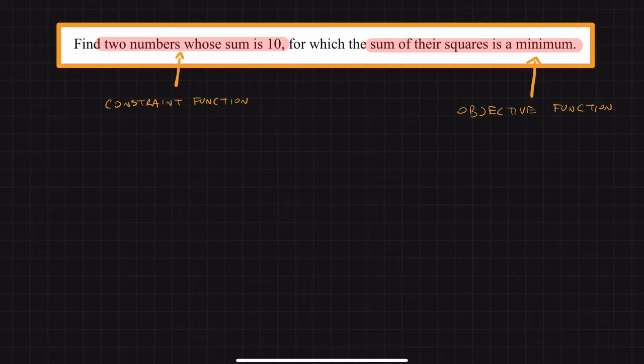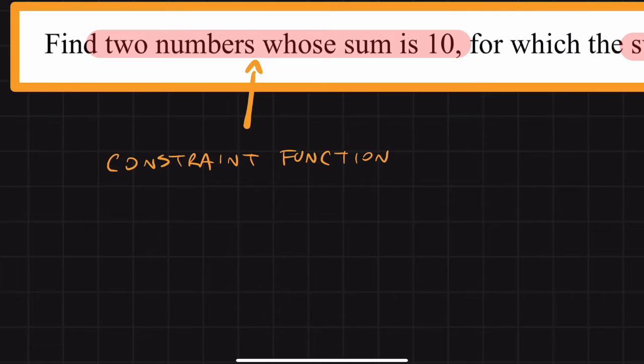So we're told to find two numbers. Those two numbers are unknown. We need to create variables for those two numbers. Whatever variables you choose to use here is totally up to you. X and Y are very commonly used, so I'm just going to go with X and Y as my two variables. So we want our two numbers, X and Y, to have a sum of 10. So our constraint function would be X plus Y equals 10. The word sum means to add. The word is means equals.